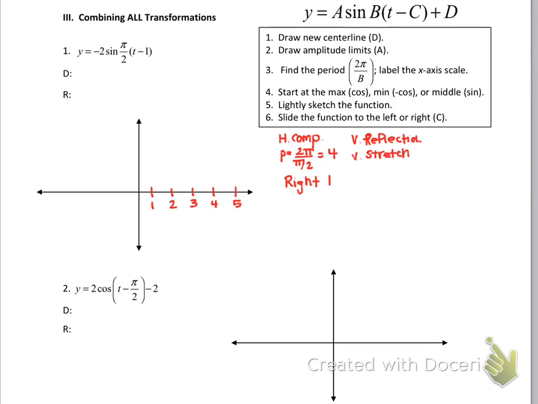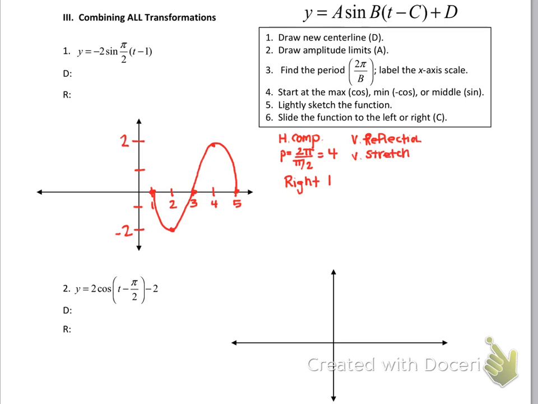My amplitude is now up at 2 and down at negative 2. And then since it's a vertical flip, sine is going to start at 1, 0, but instead of going up, it's going to go down first. So this is what your sine function looks like with all of those transformations.